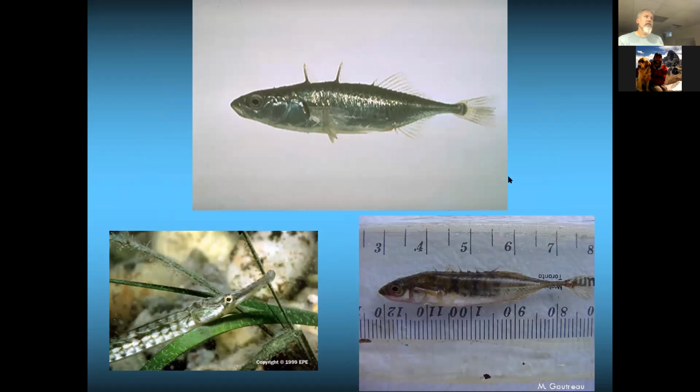These are sticklebacks. The top one is a three-spine, and the bottom one on the right is a nine-spine stickleback. And I don't know why that pipefish is there, except I think I was just showing that they're all related. Love the sticklebacks. I was actually really hoping I'd catch one at some point and have it as your ID.